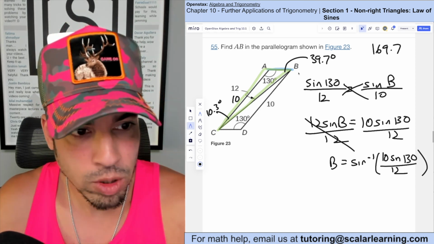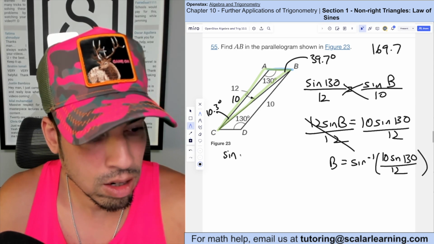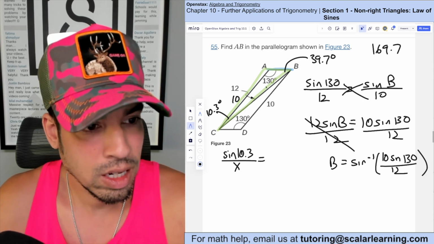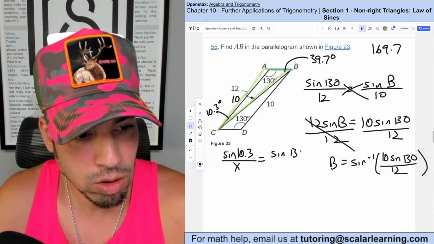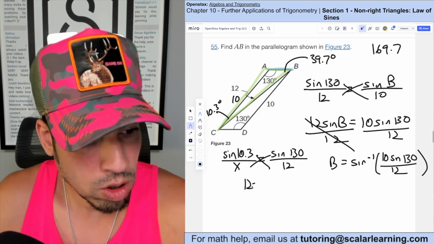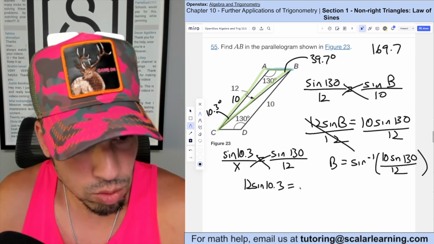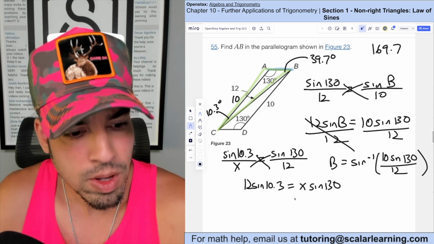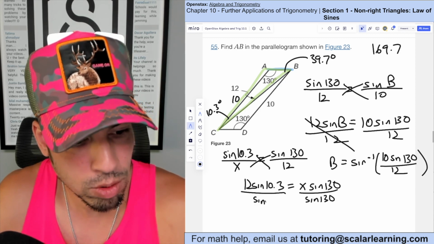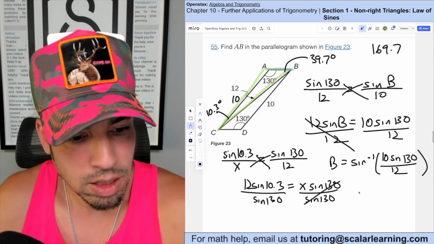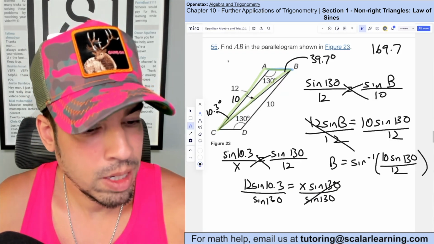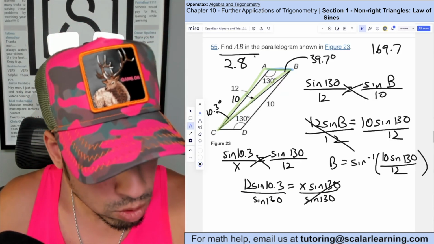Now we're going to do law of sines one more time to find AB. So I can say sine of 10.3 over AB, which we'll call X, that's our unknown, is equal to sine of 130 that was given over its opposite side, which is 12. Now we're going to cross multiply. 12 sine of 10.3 is equal to X sine of 130. And then we are going to divide by sine of 130 on both sides. Boom, boom, like so. And let's plug that into Desmos. And we get a final answer of 2.8 to the nearest 10th. So AB is 2.8. Boom, done.